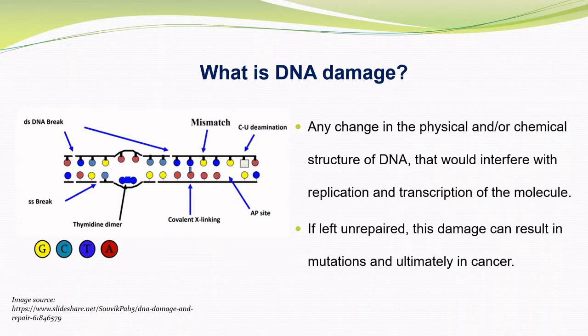In addition to it, the bases may also undergo modifications. For example, very often you would see that cytosine loses its amine group and it forms uracil. Now, uracil is not the normal base of DNA and it won't pair with guanine, it will base pair with adenine, and in the cycles of replication, if this damage is not repaired, then the GC base pair would be substituted by the AT base pair.